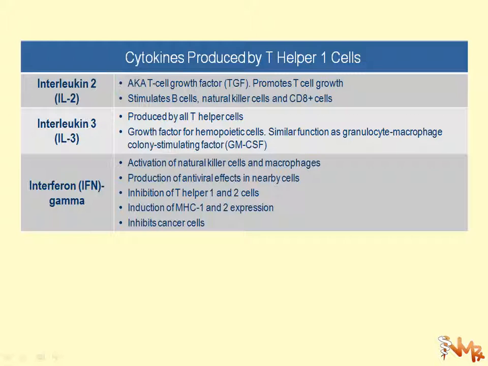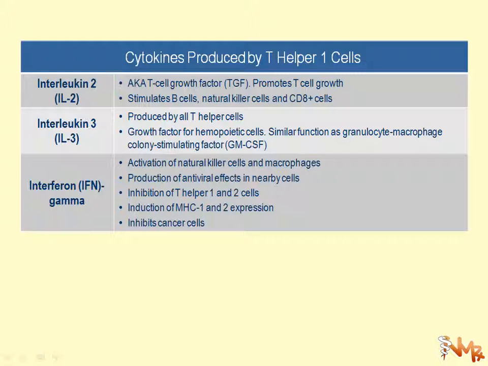Interleukin-3 is produced by all T helper cells. It is a growth factor for hematopoietic cells. It has similar function as granulocyte macrophage colony stimulating factor, GM-CSF.